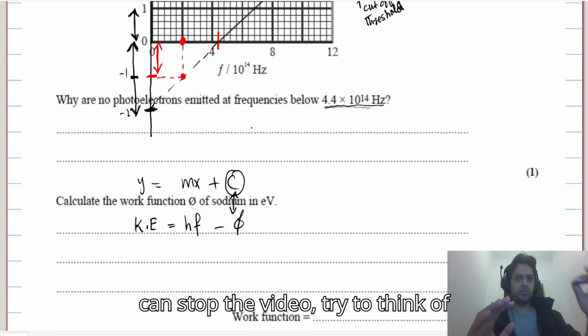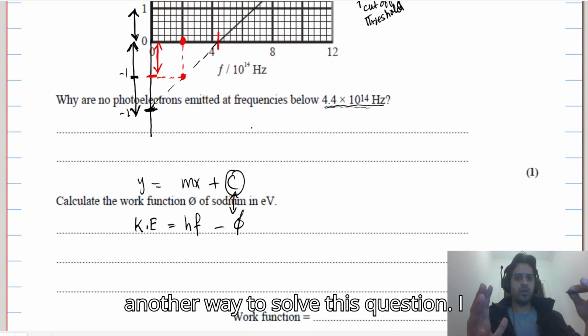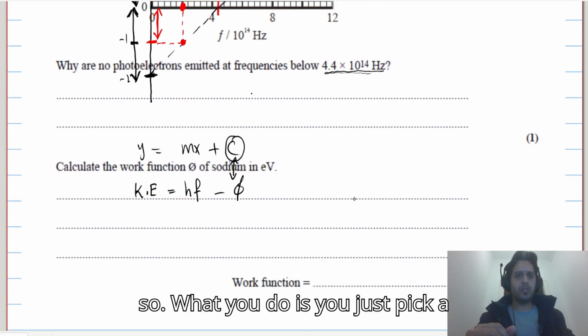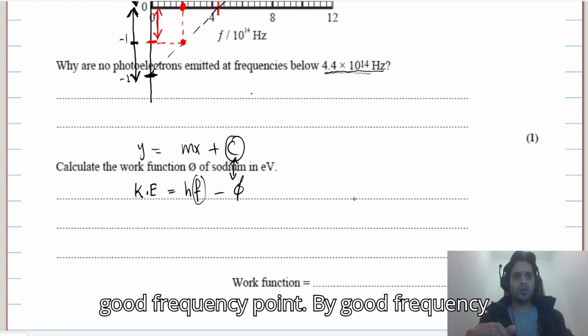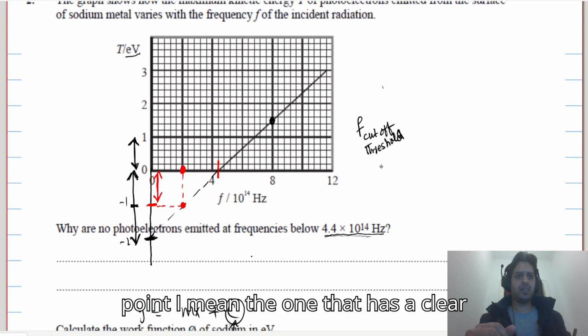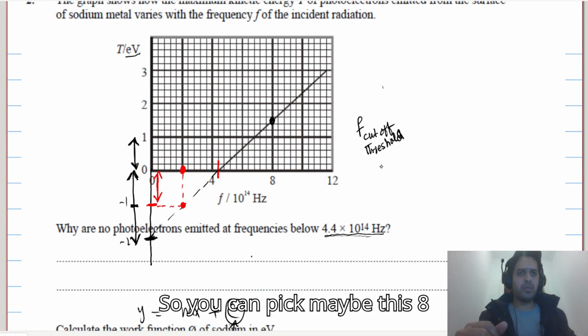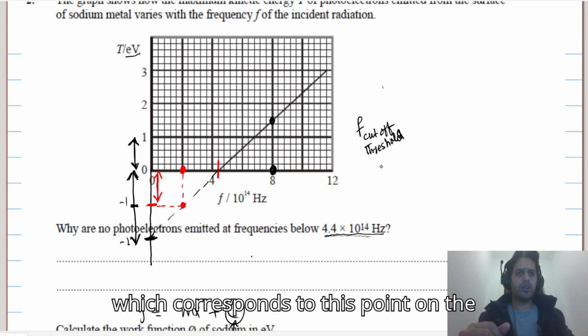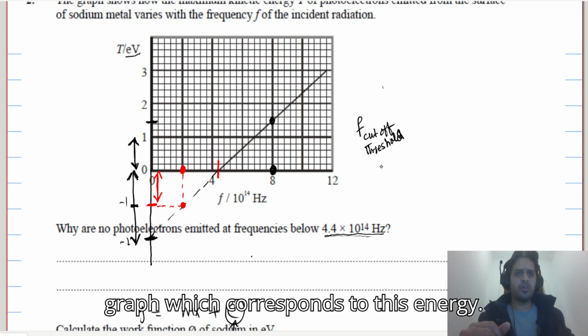You can stop the video, try to think of another way to solve this question. I will explain it now. So what you do is you just pick a good frequency point. By good frequency point, I mean the one that has a clear value. So you can pick maybe this 8, which corresponds to this point on the graph, which corresponds to this energy.